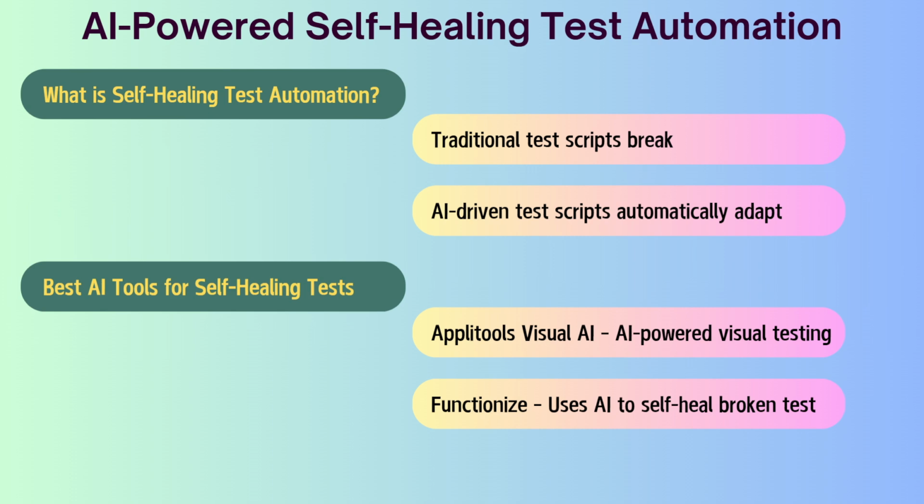For self-healing tests, the best AI tools: you can use Applitools Visual AI, which is for AI-powered visual testing and UI validation. Also, you can use Functionize, which uses AI to self-heal broken test scripts. So no more fixing broken tests every Monday morning, AI does it for you.